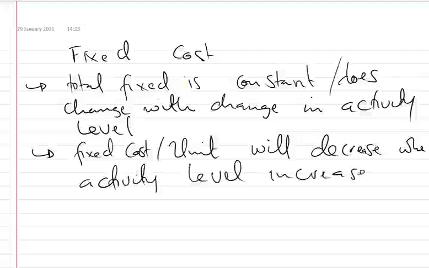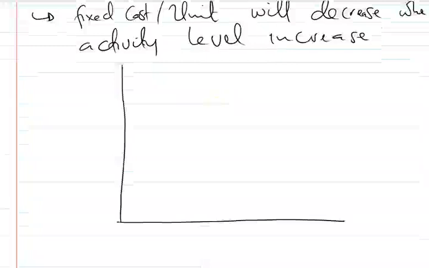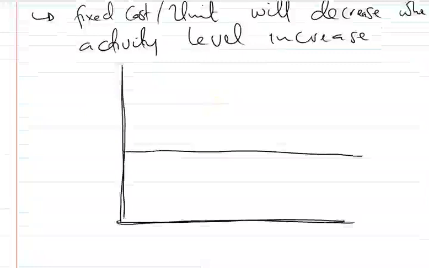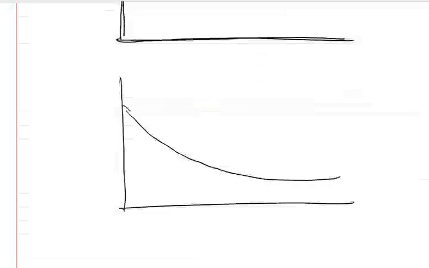So we came up with two graphs, and I'll just draw them on one. The one for total fixed cost will be like this, the same across activity levels, while the one for fixed cost per unit will start to decrease. So that's what we talked about when talking about fixed cost.